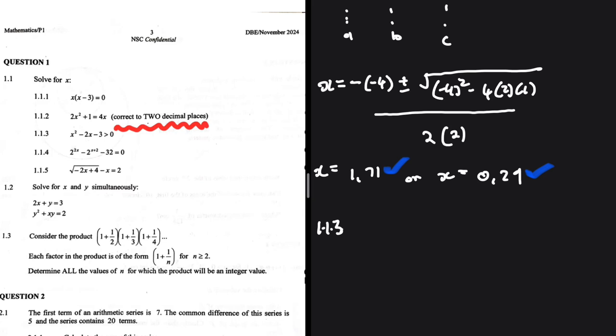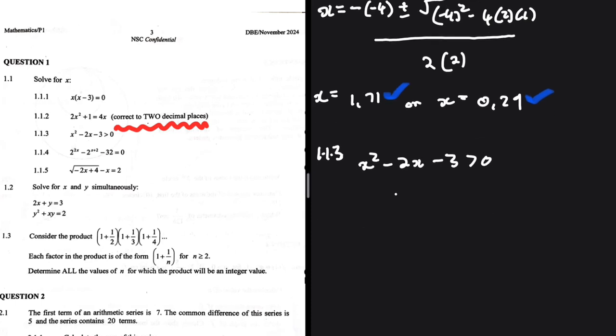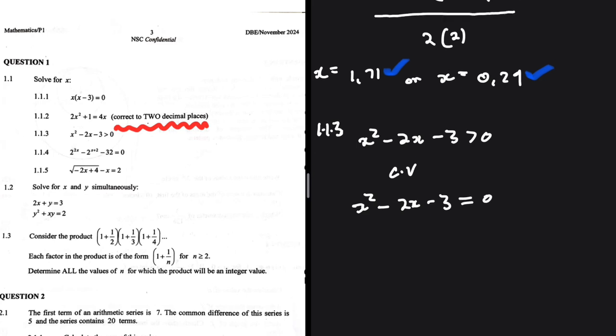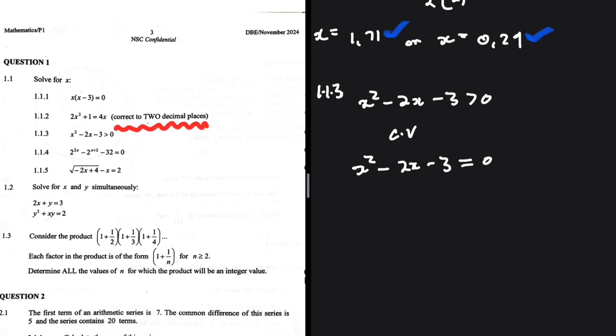So 1.1.3, x squared minus 2x minus 3 is greater than 0. So here we are solving for x. I'll go ahead and find my critical values, right? In saying that CV, right, I can then equate these to 0 and find those critical values of x, and then worry about the answer after.